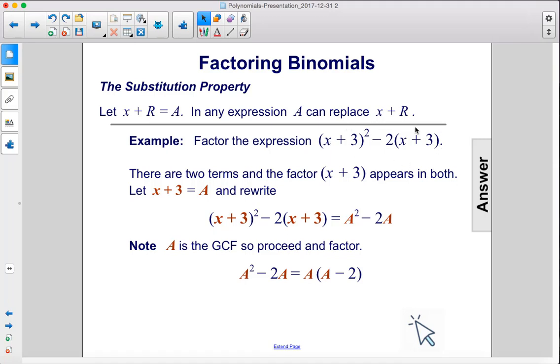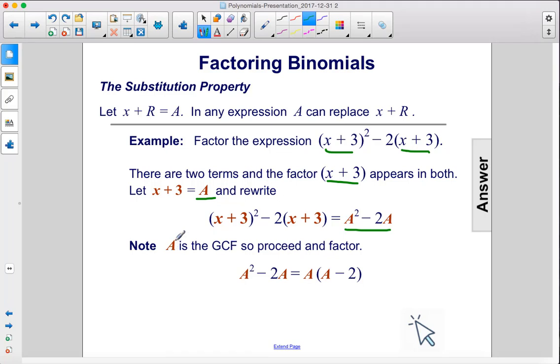This is a bit confusing, so if we use this substitution property to make it look a little simpler, it'll help us. There are two terms, and the factor x plus 3 appears in both. So we have x plus 3 here and x plus 3 here. If we just replace x plus 3 with the letter a and then rewrite it, it becomes a squared minus 2a, which is a lot easier to look at than this longer expression.